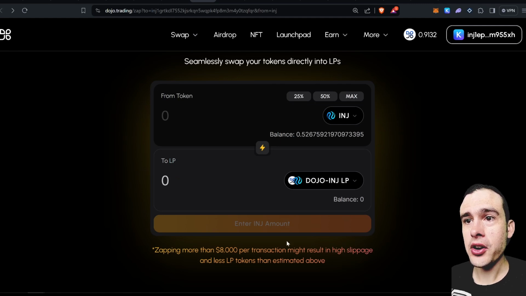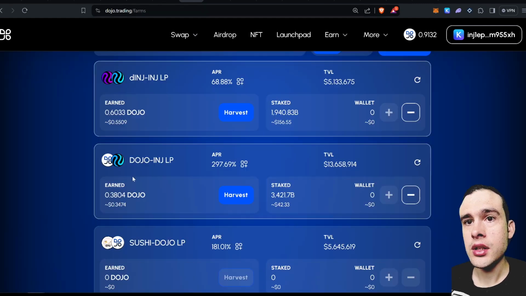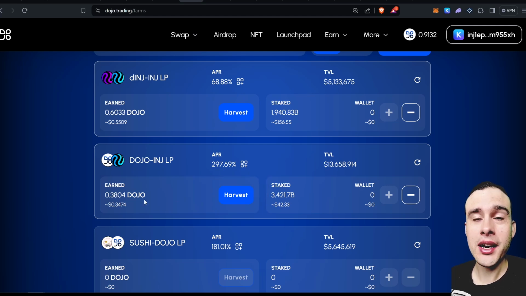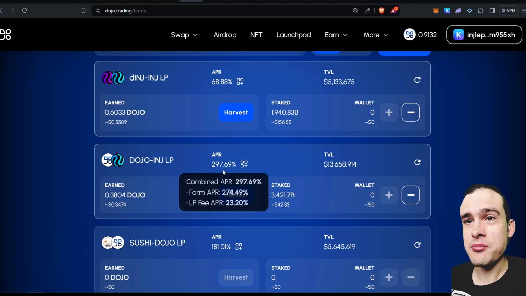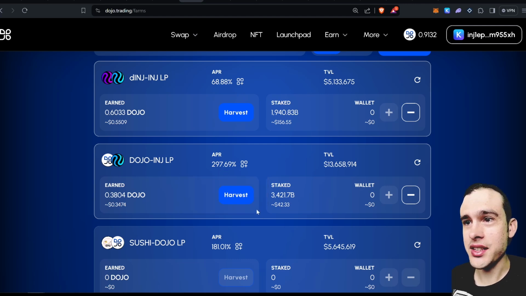But on top of being able to participate in this, if we have a look here at the Dojo INJ LP, its APR is 297%. So while you're not participating in the Launchpad, you can earn 297% APR, which is crazy. That's insane and really, really cool. So this is something that you can do if you wish to participate in the airdrop.